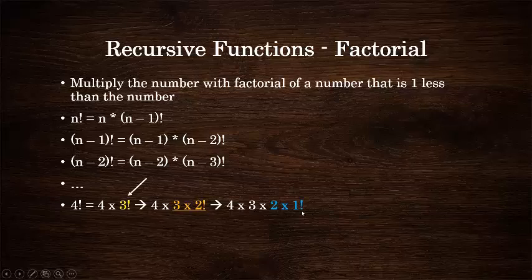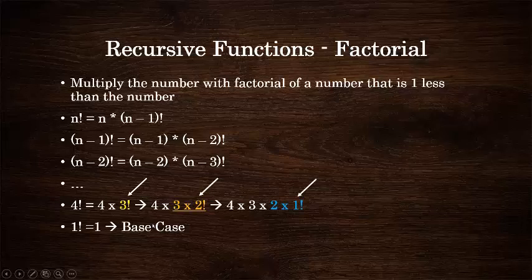As I told you, when I say 4 into 3 factorial, first and foremost we are looking for 3 factorial. When we try to solve 3 factorial, we get 3 into 2 factorial. And when we try to solve 2 factorial, we get 2 into 1 factorial. So first 1 factorial is getting solved, and 1 factorial will give me a value of 1. That is going to be the base case, because we are not going to perform the factorial operation again on 1.